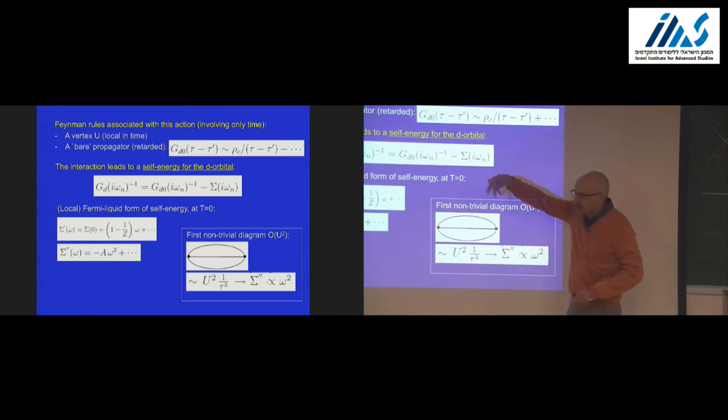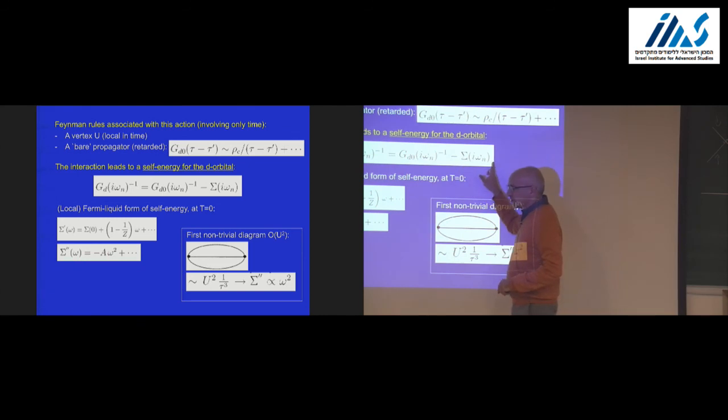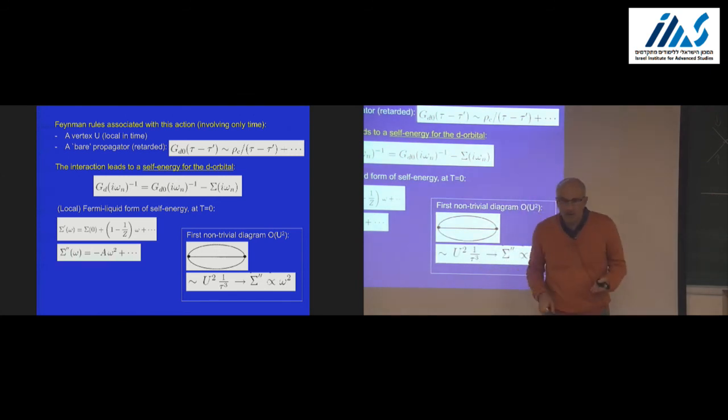There is, of course, a Hartree term of order u that I'm not writing. You can calculate the first order non-trivial graph, which is second order in u. And just by power counting, this thing should be u squared, 2 vertices, 3 propagators, so that's 1 over tau cubed, right? The Fourier transform of 1 over tau cubed is omega squared.